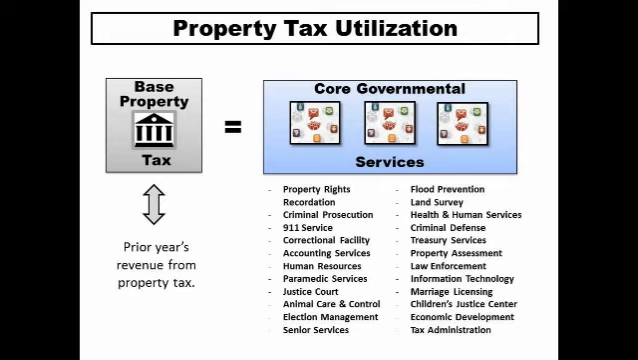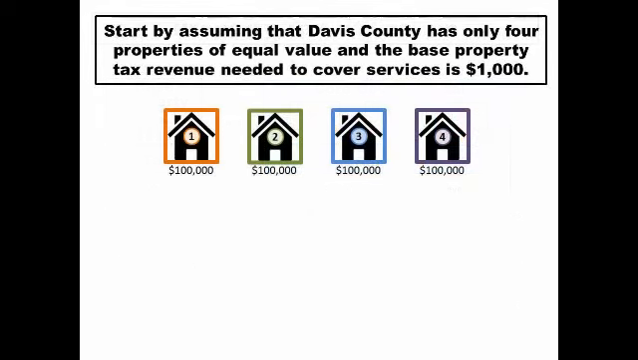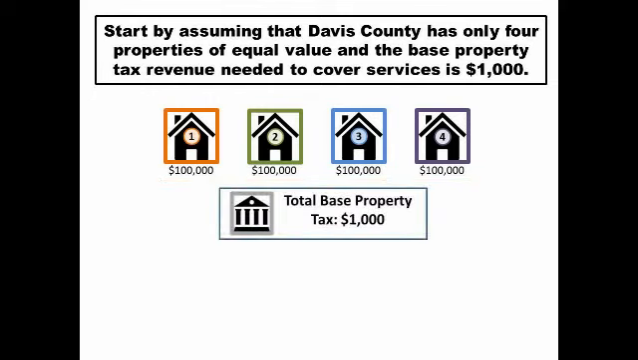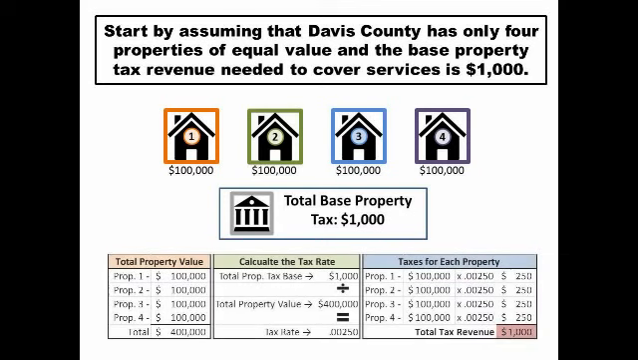We want to start by giving you an example. Let's assume that Davis County has 4 properties, and those properties all have the same value of $100,000. Now, the base property tax revenue received by the county is $1,000. And so, as you can see on this example, you take the total property value in the county, which is $400,000. You have your total base property tax of $1,000, and you divide that by the total property value, which gives you your tax rate.